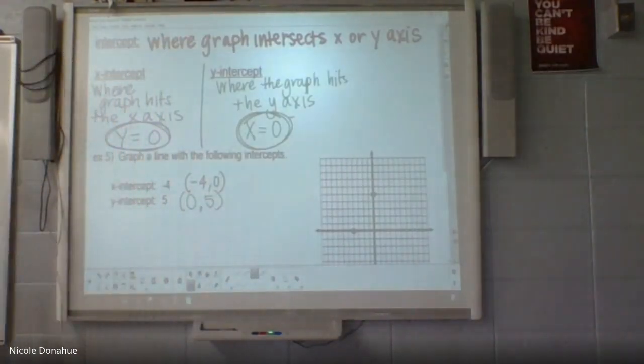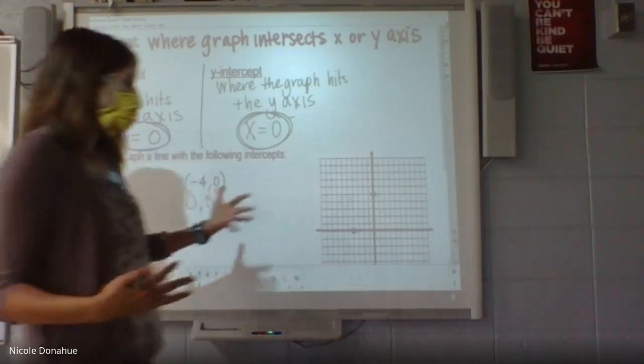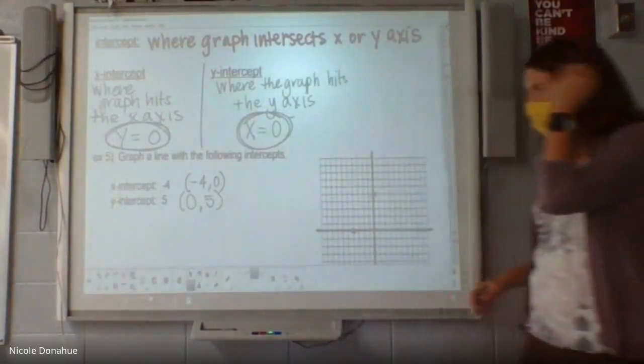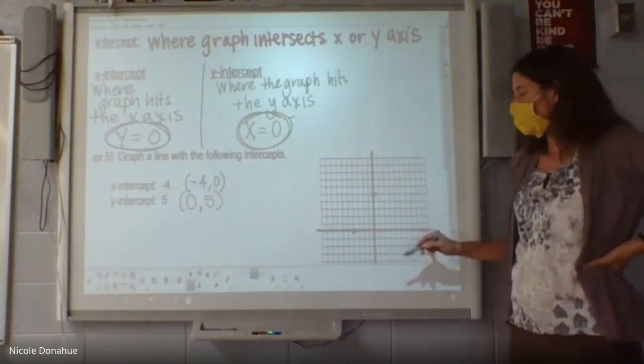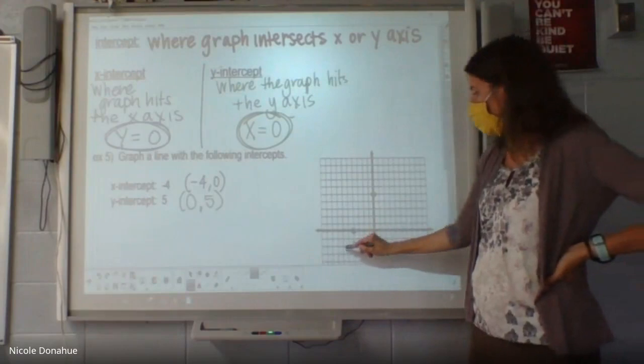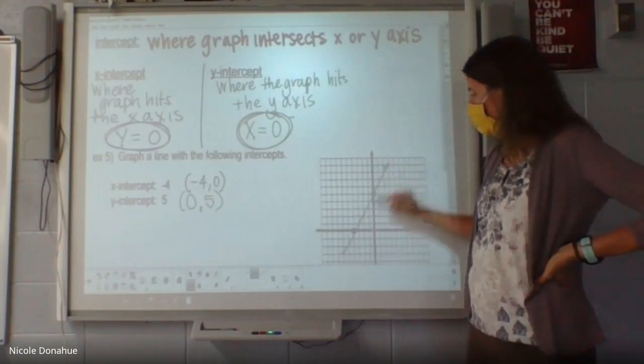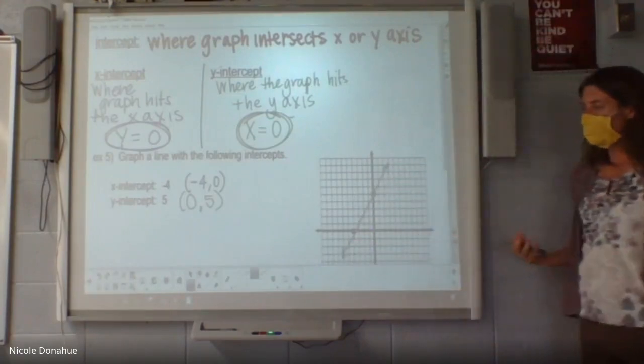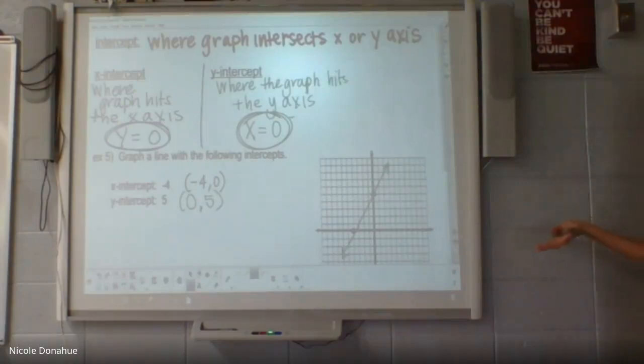And if I have 2 points, I can draw a line through 2 points. That's a straight line. I can make a line that connects those dots, and that's going to be my linear equation there. So it says graph a line with these intercepts. And if you can draw straighter than me, good. We can draw that line right through there, and there's our graph.